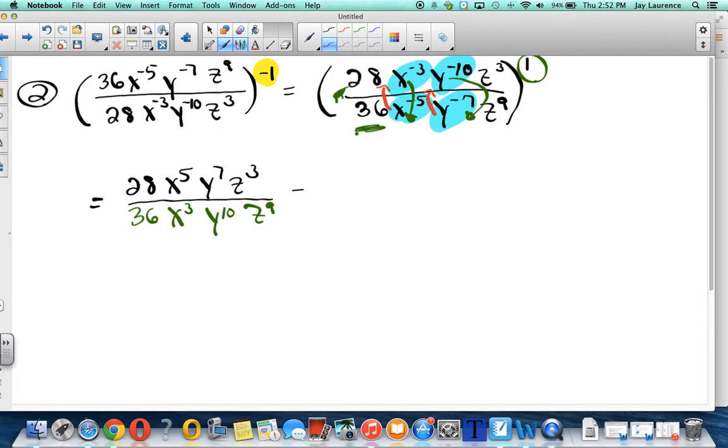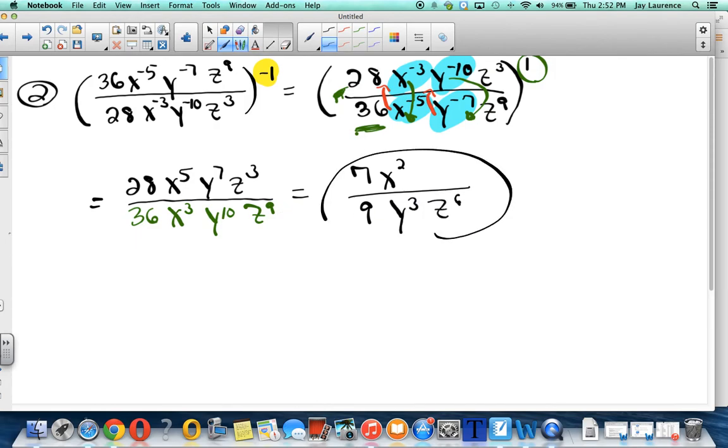All right, now I'm going to simplify. Looking for the GCF of 28 and 36. I think it's going to be 4. And so I'll divide by 4, and I'll get 7 over 9. X to the 5th over x cubed will be an x squared in the numerator. A y to the 7th over y to the 10th will be a y cubed in the denominator. And z cubed over z to the 9th will be a z to the 6th in the denominator. And I'm done. And hopefully this stuff is starting to get easy.